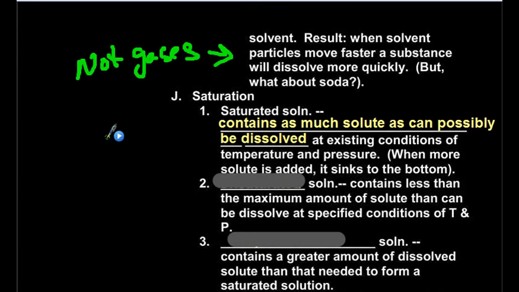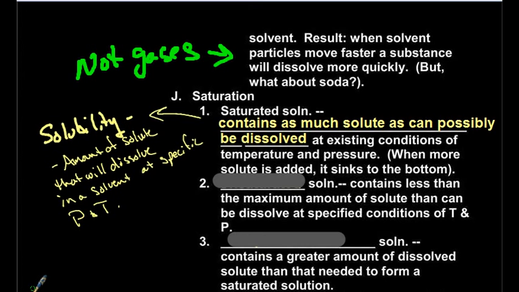Now, we already have a term for the amount of solute that you would need in order for it to reach saturation. And it is called, right here, solubility. It is the amount of solute that will dissolve in a solvent at a specific pressure and temperature. So we talked about solubility earlier. A saturated solution contains an amount of solute that is equal to its solubility.